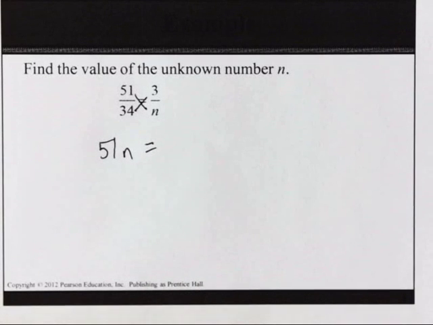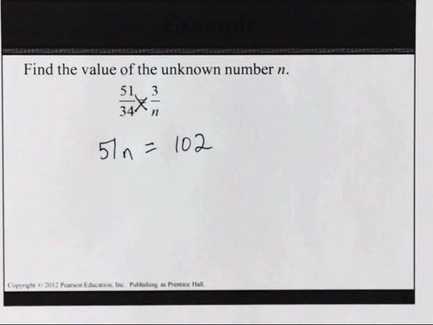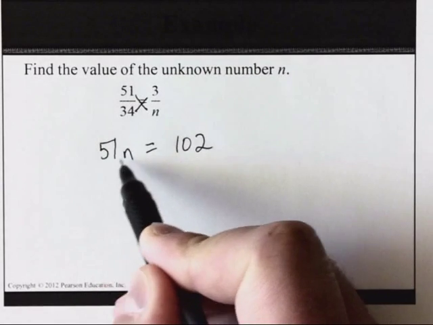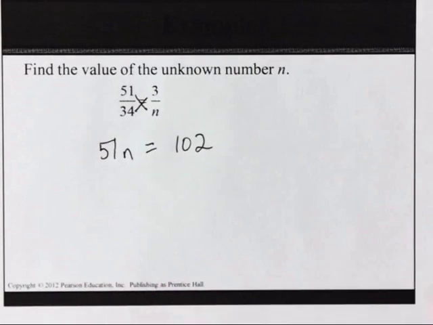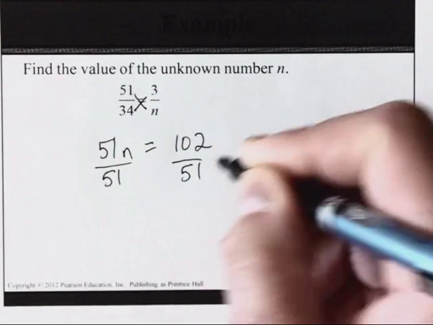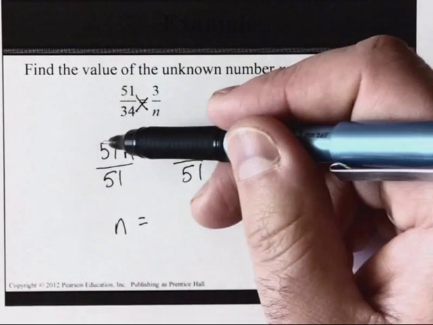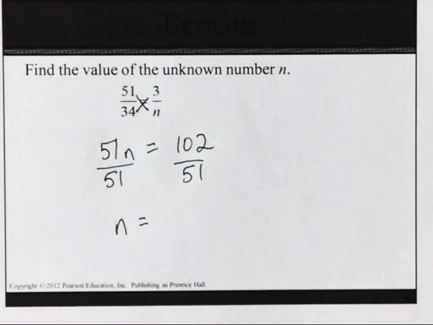And then we set that equal to the other cross product, 34 times 3, which is 102. And then you're going to get a simple one-step equation every time you do this, regardless of where that variable is in those four numbers. To solve for n, we want to isolate it, so we want to get rid of the 51. Because these two are multiplied, we're going to do the inverse, which is to divide. So we're going to divide both sides by the number that's multiplied times n, and so 51 over 51 gives us n, or 1n.